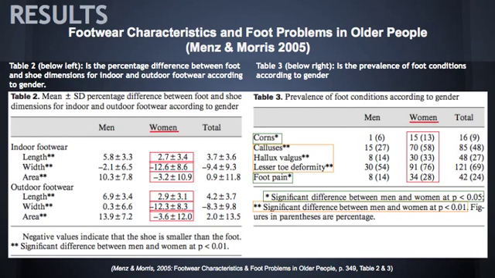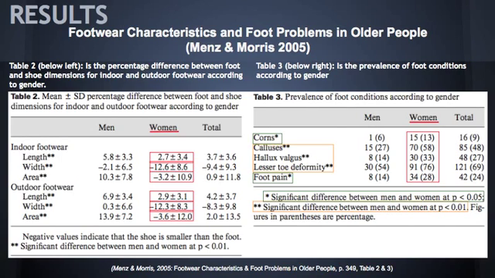In the study conducted by Menz and Morris 2005, prevalence of ill-fitting footwear seen 23 test subjects wear indoor shoes that were too short for their feet, 136 test subjects wear indoor shoes that were too narrow for their feet, and 73 test subjects wear indoor shoes that had a smaller total area compared to their feet.